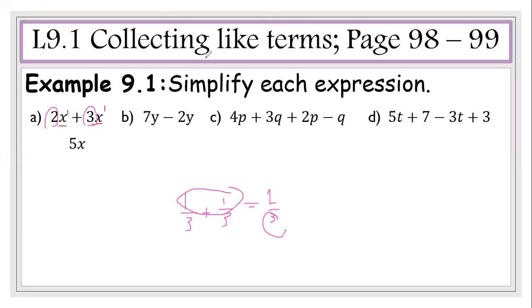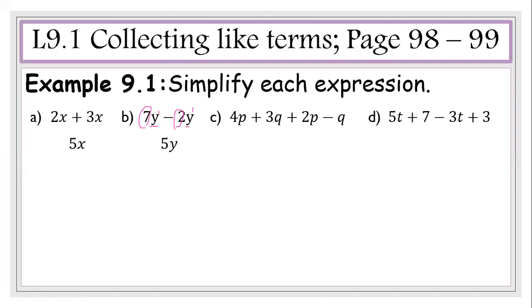Now let's move to the second one. In the second one, I will double check: y with exponent 1, y with exponent 1. They are like terms, which means I can add and subtract. What do I add and what do I subtract? Only what? The coefficient, the numbers. So 7 minus 2y, the answer will be what? 5y.